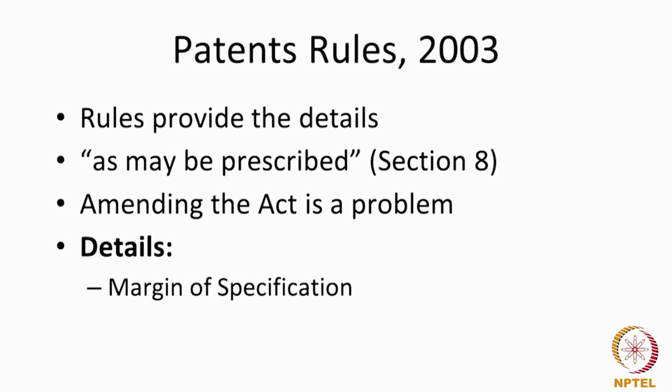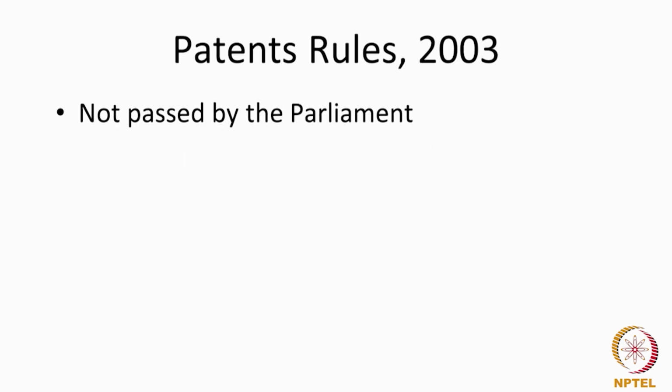The patent rules also describe some details which normally you will not find in the act. For instance, if you want to know what should be the margin space in a specification, you will not find it in the act, but the rules do mention that. What should be the fee payable for filing a complete specification? Again, the fee can vary if you are an individual, it can vary if you are a small entity, and it can be a different fee if you are a corporate entity. All these details you will find in the patent rules.